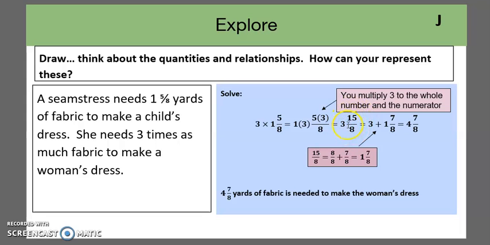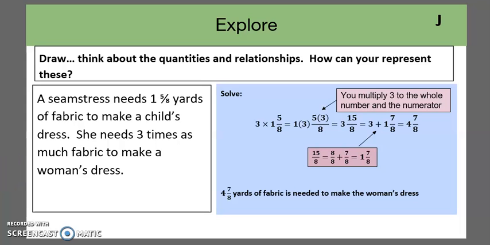We can break down 15 over 8. Here's an example. 15 over 8 breaks down into 8 eighths and 7 eighths. We know that 8 over 8 is just 1, and 7 eighths we can carry over. That's why we have 3 plus 1 7/8, which gives us 4 7/8. And our final answer would be 4 7/8 yards of fabric is needed to make the woman's dress.